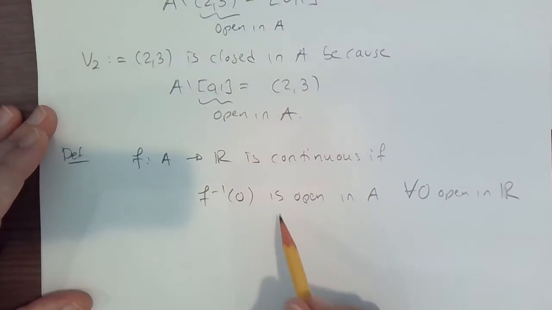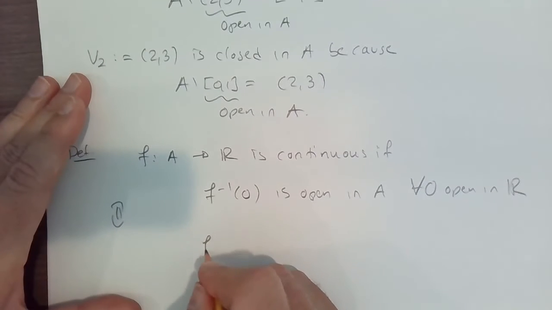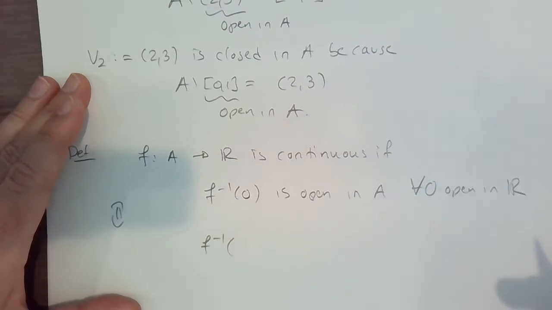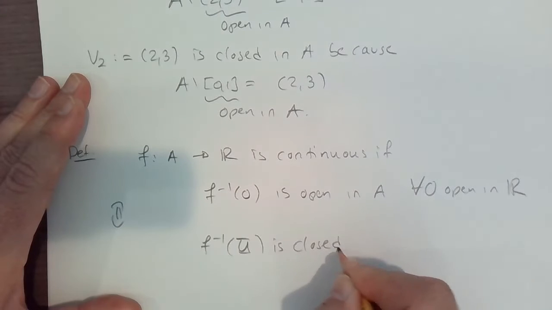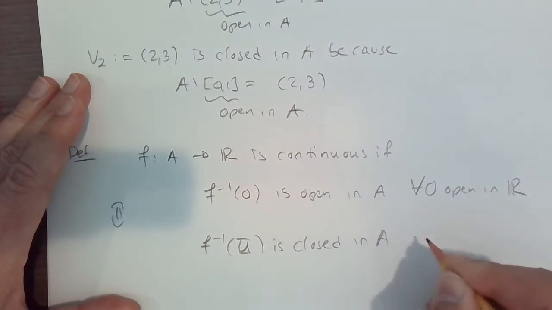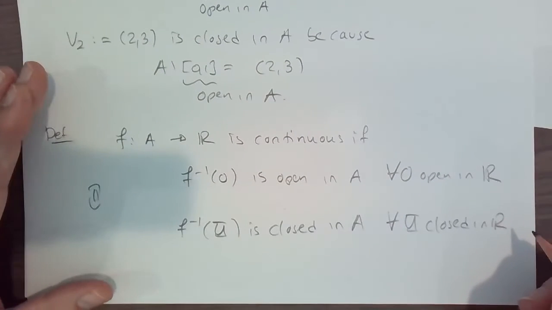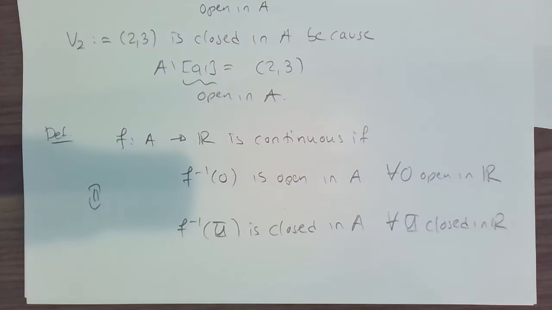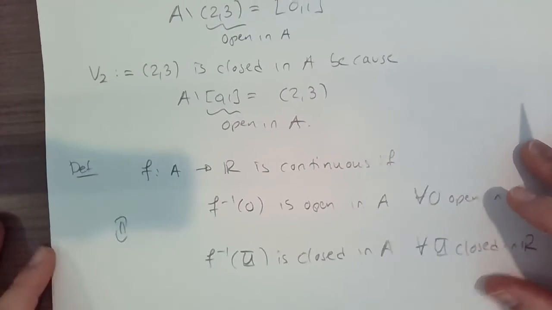And of course, now we can look at complements. This is completely equivalent to saying that the inverse of U is closed in A for any U closed in R. So that was the one I had in mind, but I didn't write it the right way. So, just wanted to cover this thing.